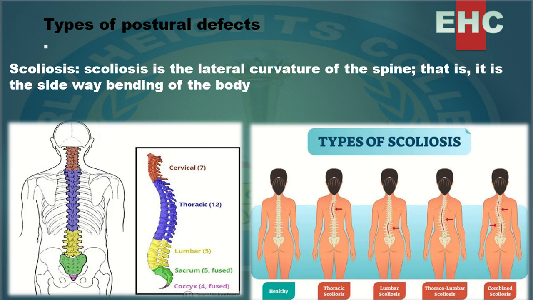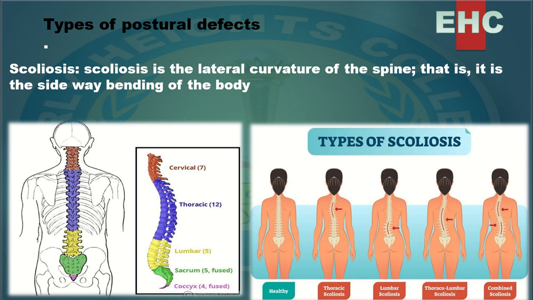Next type of postural defect we want to see is scoliosis. For you to understand different types of scoliosis, we have to take a look at our vertebral column of the spinal cord. Here we have all the parts shaded out for you: the cervical region, the thoracic region, the lumbar region, the sacral region, and coccyx region. So for you to be able to tell a doctor I have this type of scoliosis, you need to understand where the curve is. Scoliosis is the lateral curvature of the spine, that is, the sideway bending of the body.